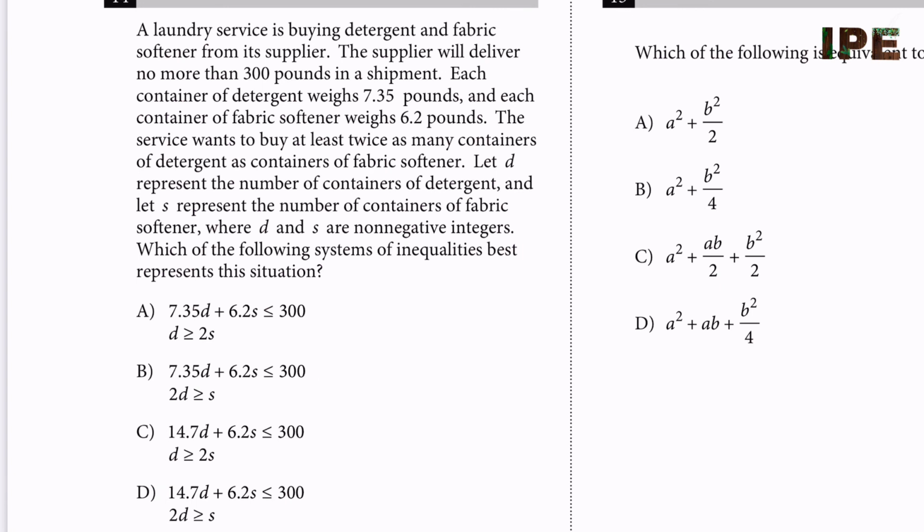Number 14. The laundry service is buying detergent and fabric softener from its supplier. The supplier will deliver no more than 300 pounds, less than or equal to 300, in a shipment. Each container has a weight. The detergent weighs 7.35 pounds, and the softener weighs 6.2 pounds.